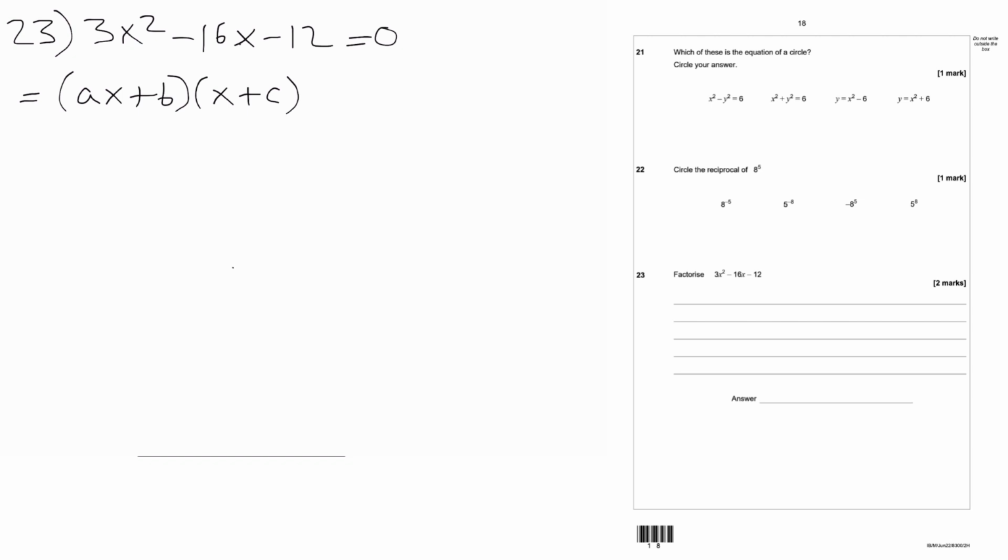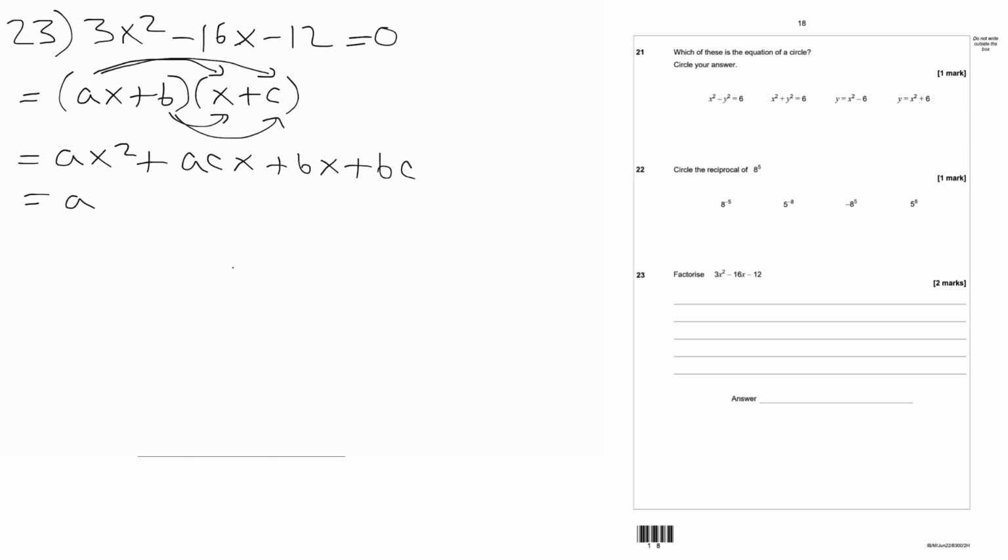So for question 23, we're given the quadratic 3x squared minus 16x minus 12 equals 0, and we want to factorise this. So what I'm going to do is write out what I want the final brackets in the final solution to look like. And I want it to look something like ax plus b, x plus c. So I'm going to expand this out now, which means I'm going to multiply each component by each other component in the brackets. So this gives me ax squared plus acx plus bx plus bc.